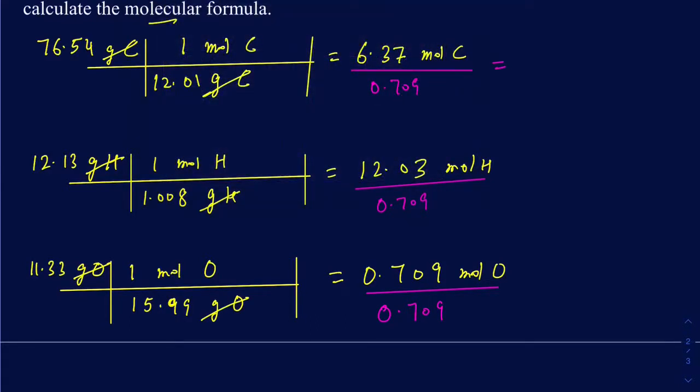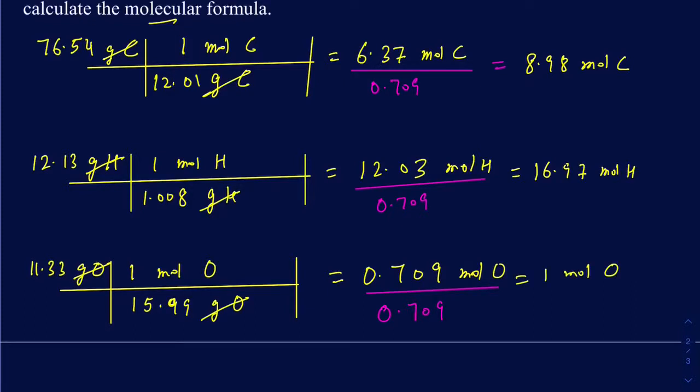So let's see what that comes out to be now. So 6.37 divided by 0.709 is going to be 8.98. So 8.98 moles of carbon, and then we'll do 12.03 divided by 0.709, and that's going to be 16.97 moles of hydrogen, and this is going to be 1 mole of oxygen.